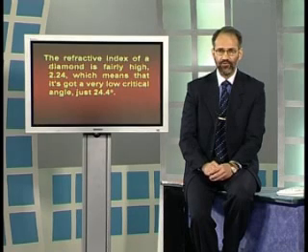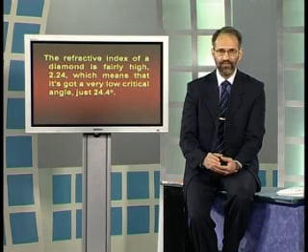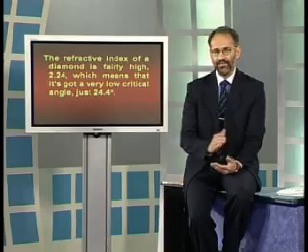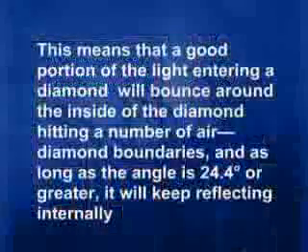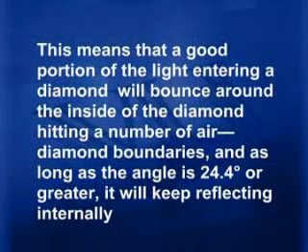अदरवाइज 24.4 डिग्रीज या इससे ज्यादा एंगल अगर हो गई वैल्यू एंगल की, इंसिडेंट एंगल की, the light is going to get internally reflected. This means that a good portion of the light entering a diamond will bounce around the inside of the diamond, hitting a number of air diamond boundaries. And as long as the angle is 24.4 or greater, it will keep reflecting internally.